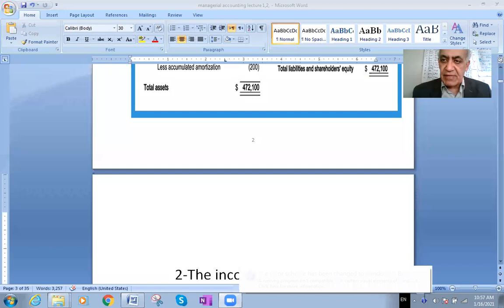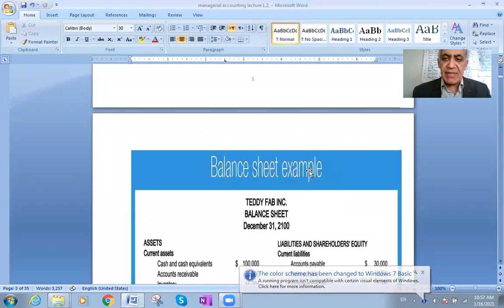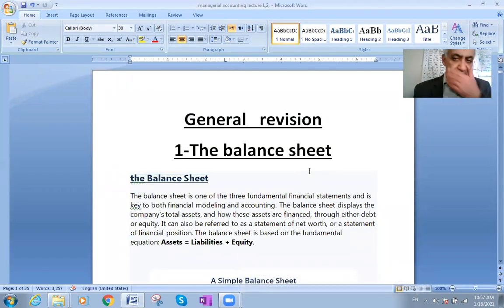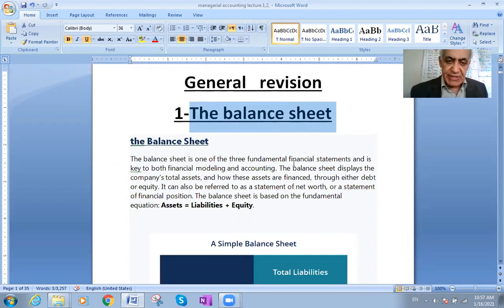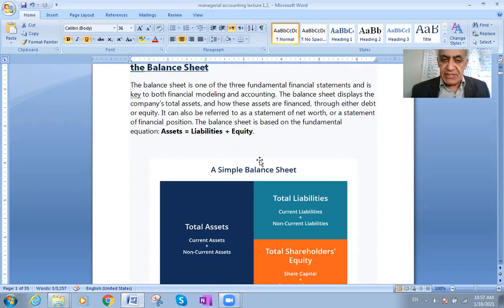This is a general revision because some of the students might not have an idea, and some other students might not know the meaning of the balance sheet due to their literature studies. Anyhow, no problem. The balance sheet is exactly what you own and what you have to pay, in very simple words. This is the balance sheet.